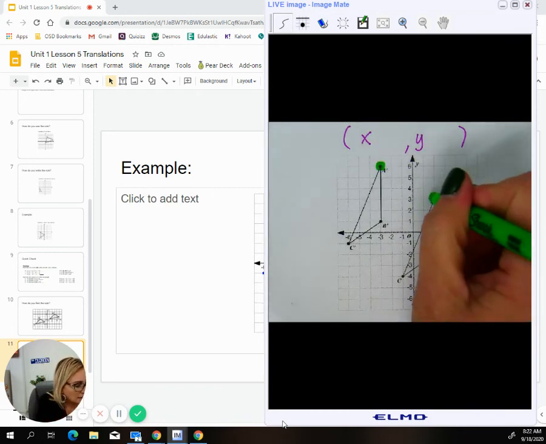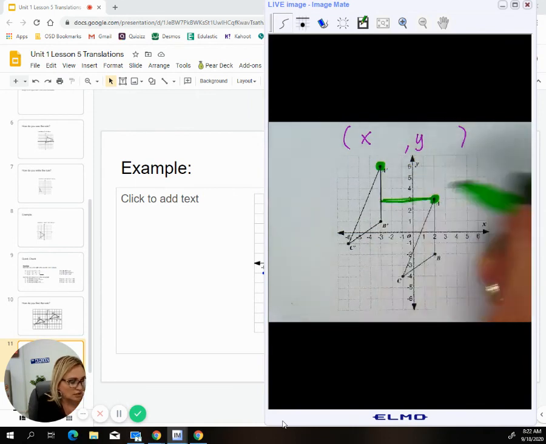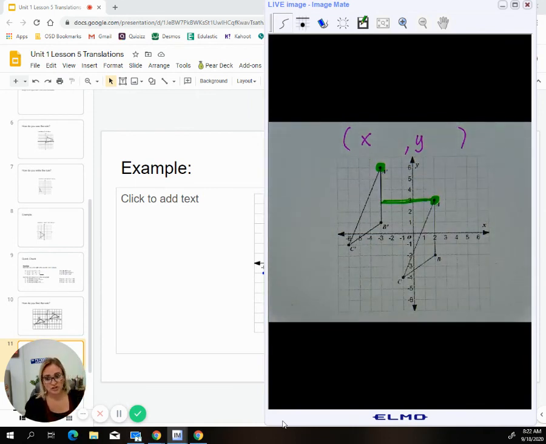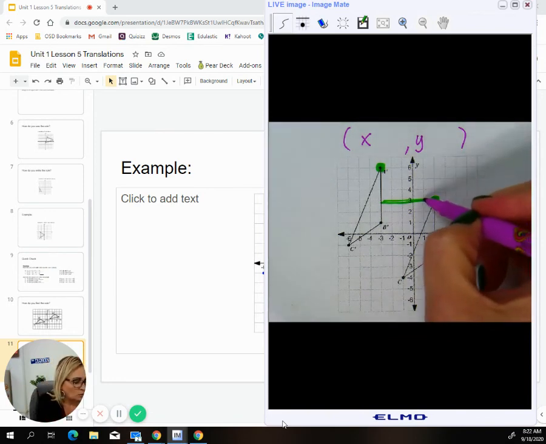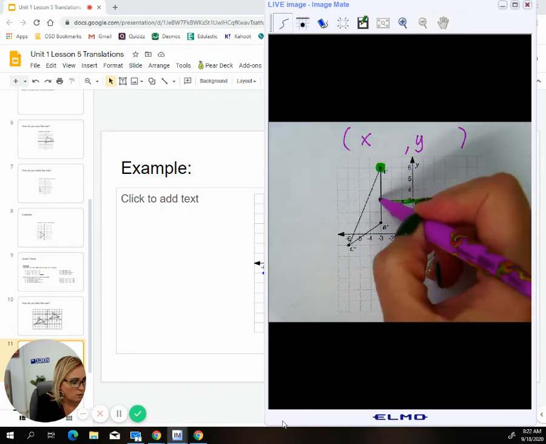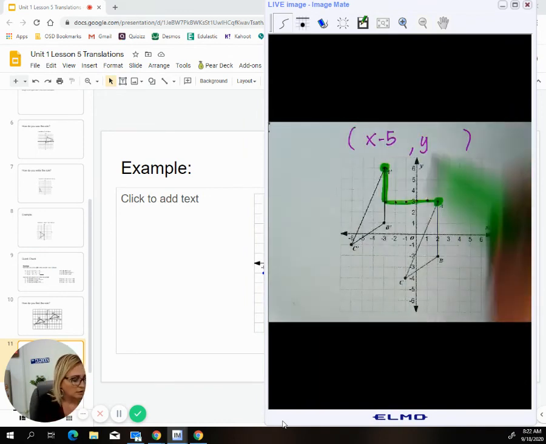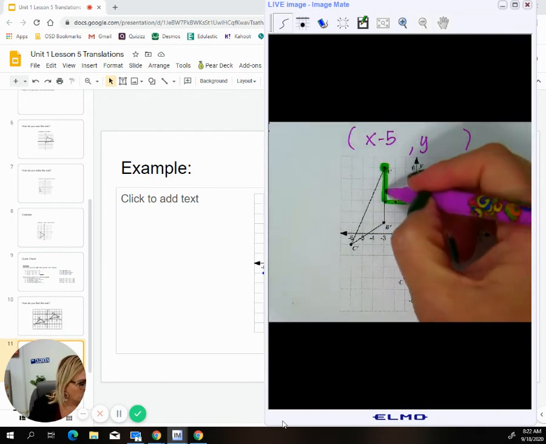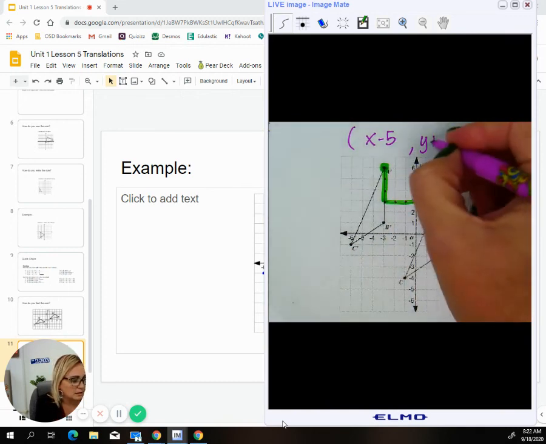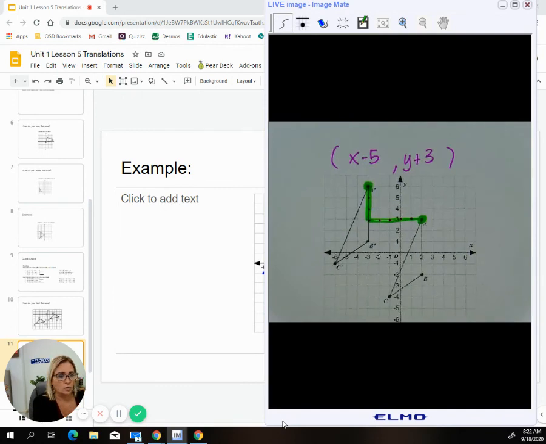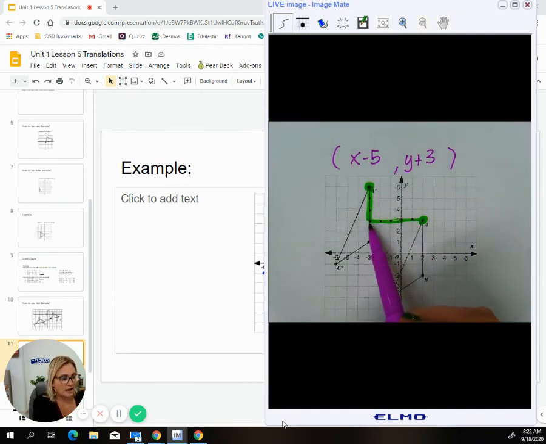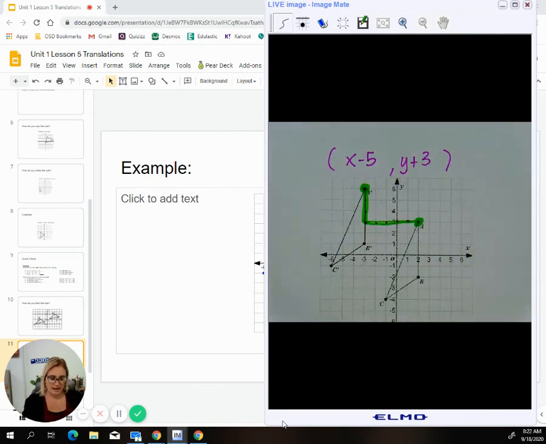Okay, so obviously I moved this direction, okay? And that direction is going in the negative, so that means I'm subtracting. So I'm subtracting 1, 2, 3, 4, 5 from my x. And now I'm going up. So how many times did I go up? I went up 1, 2, 3. So I am getting the rule of x subtract 5, y plus 3, and now I have my new translated figure.